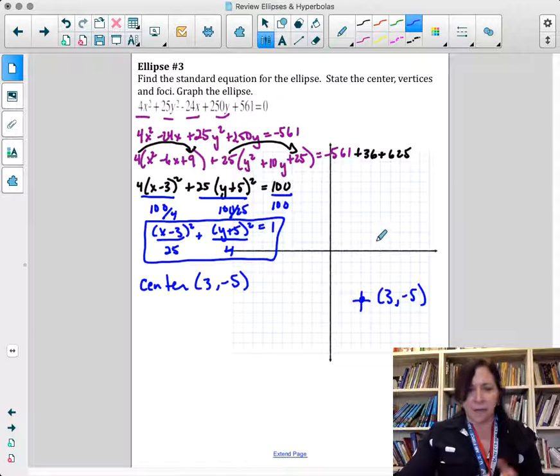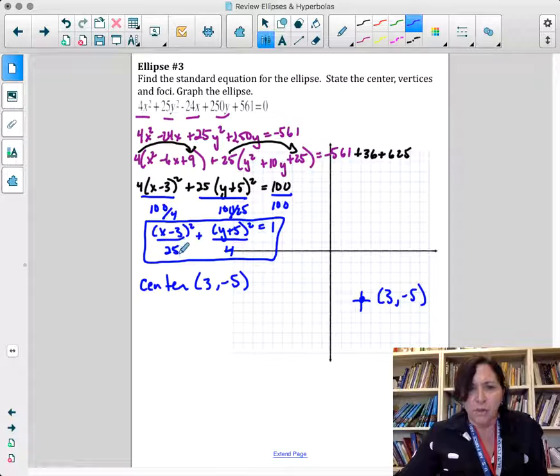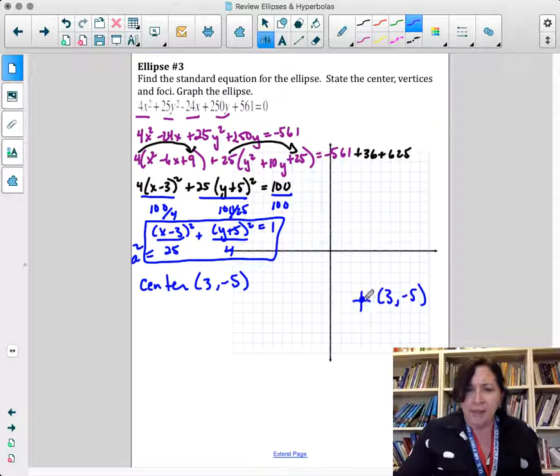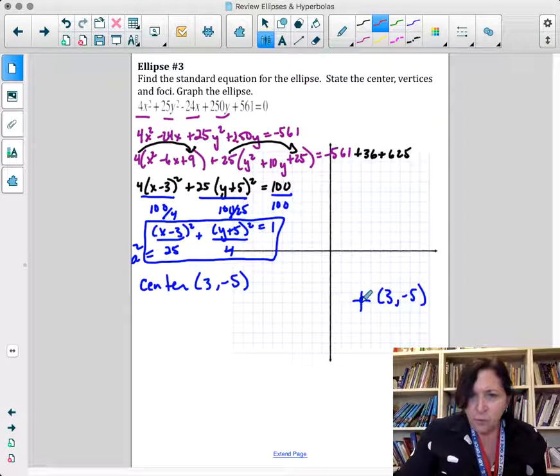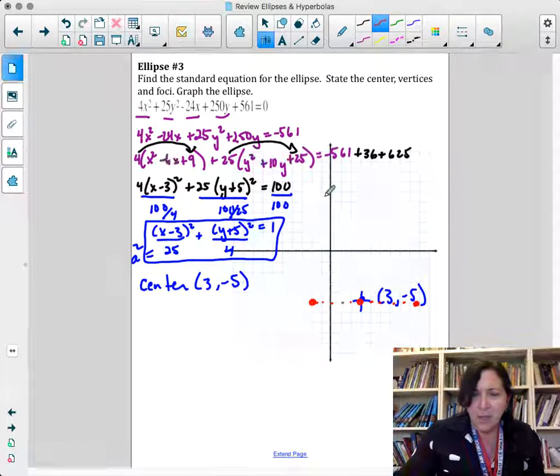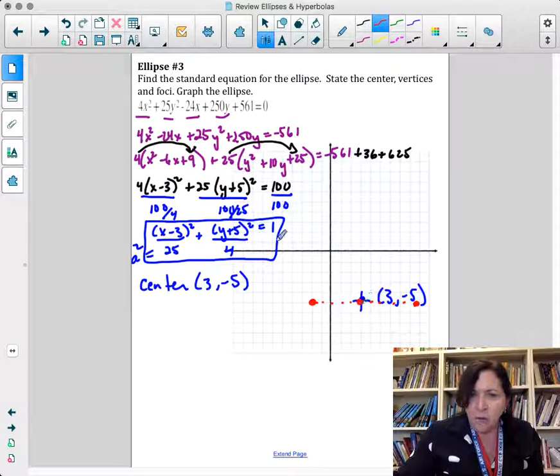I know that if you look under the x value, you're going to see it's square root of 25. Now, in this case, because it is an ellipse, this is equal to a squared, okay? And so to the right and to the left, I'm going to go 5. So from my center, I'm going to go 1, 2, 3, 4, 5 to the left, and 1, 2, 3, 4, 5 to the right. In the y direction, I'm going to go the square root of 4, okay? And that's going to be 2. So I'm going to go up 2, down 2. I'm going to connect my points.